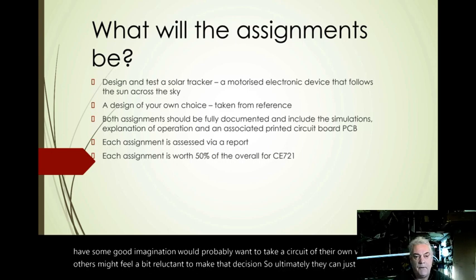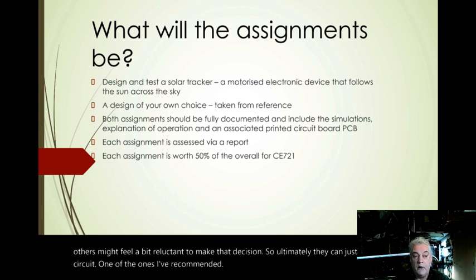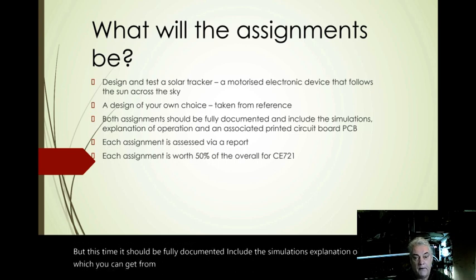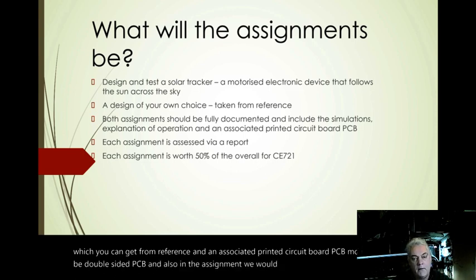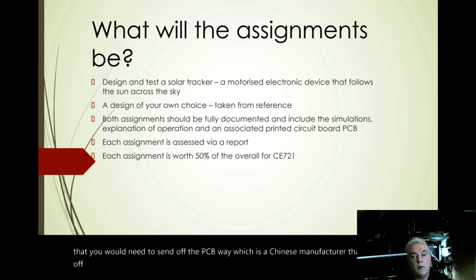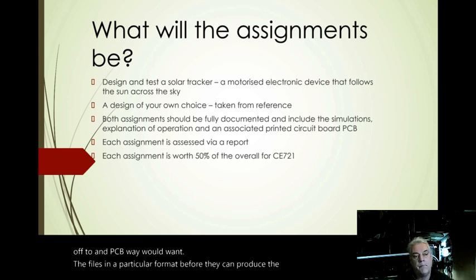Both assignments should be fully documented and include the simulations, explanation of operation, which you can get from reference, and an associated printed circuit board, or PCB. Most likely to be double-sided PCB, and also in the assignment we would want some description of the files that you would need to send off to PCBWay, which is a Chinese manufacturer that we send off to, and PCBWay would want the files in a particular format before they could produce the PCB for you. Again, lots of stuff on that to follow.